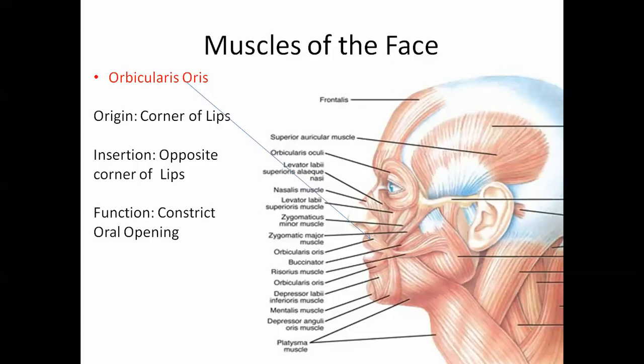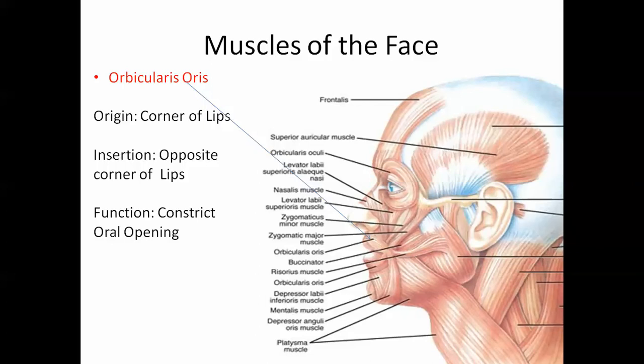And at least in my class, I don't ask students to learn the origin and insertion, but I do want you to know the category, its relative location, its function, and its name, of course. So I would require you to know the name, orbicularis oris. I would require that you know that it's a muscle of the face, where it's located, and that it constricts the oral opening.